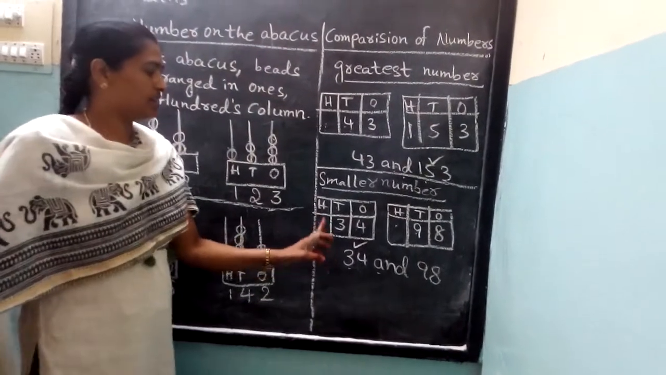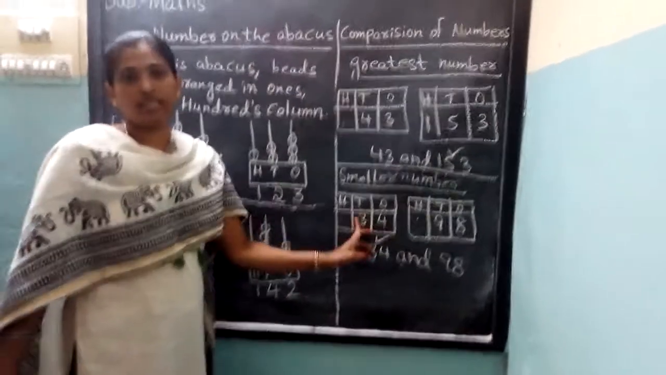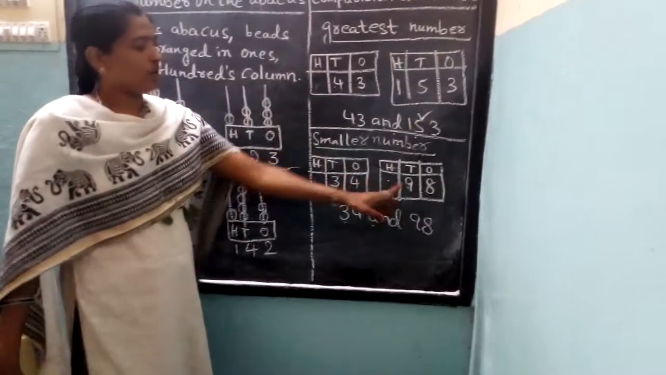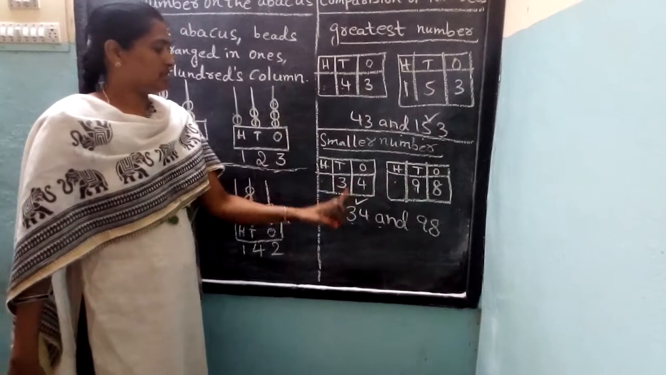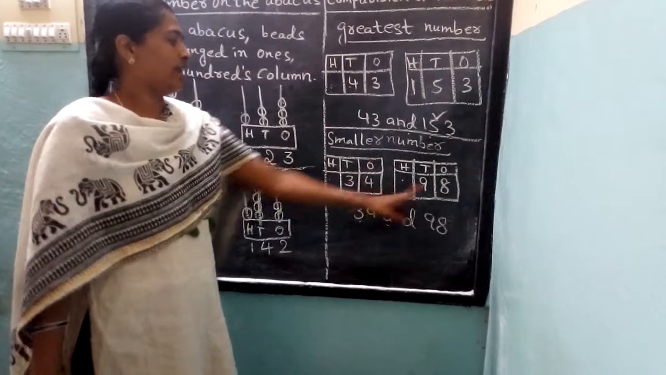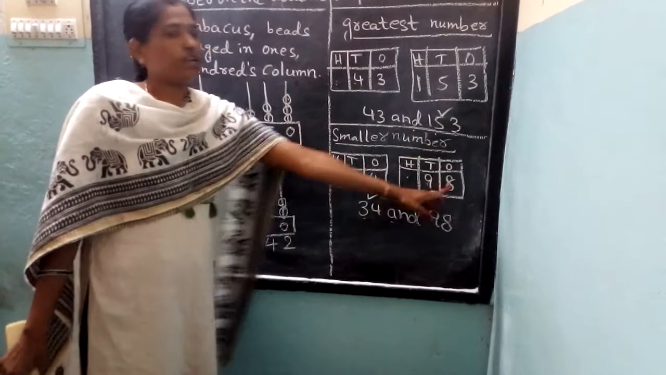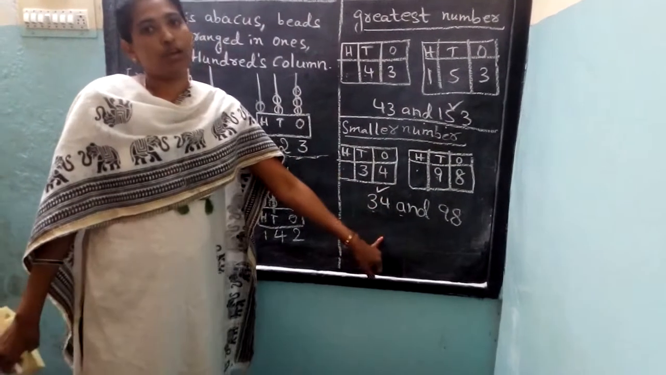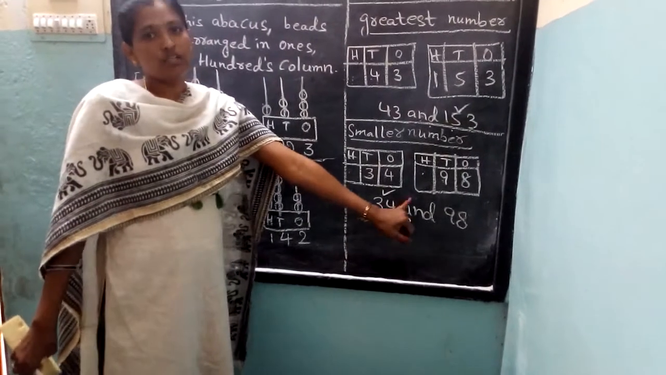Again I will repeat. In the ones column, nothing is there. In the tens column 3 and 9 is there. 3 is smaller than 9. Again in the ones column 4 and 8 is there. 4 is smaller than 8. In these two numbers, 34 and 98, which is the smaller number? Yes, 34 is the smaller number.